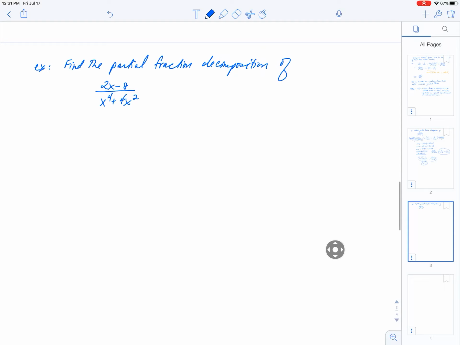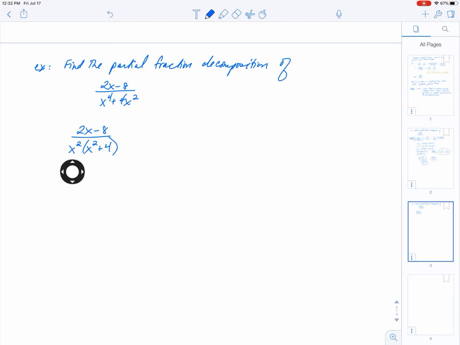So let's find the partial fraction decomposition of 2x minus 8 over x to the 4th plus 4x squared. So the first order of business is factoring that denominator. So 2x minus 8 over x squared times x squared plus 4. And this is an irreducible quadratic because it's quadratic and I can't reduce it any further. Now this is x times x. So this is quadratic, but it's actually a product of two linear factors. So I have the linear factor x and it's repeated, right? I see it 2 times. So this is not an irreducible quadratic, but that is.